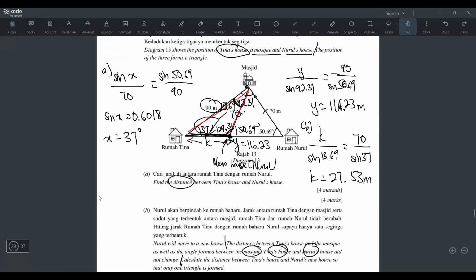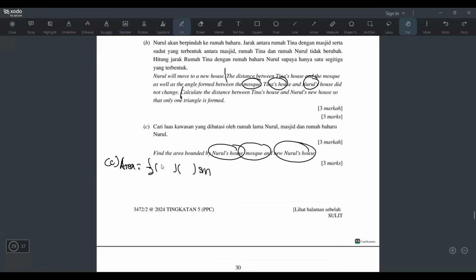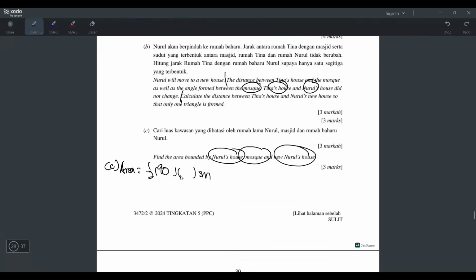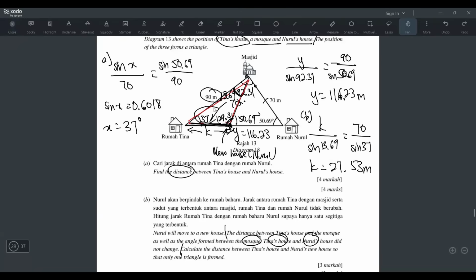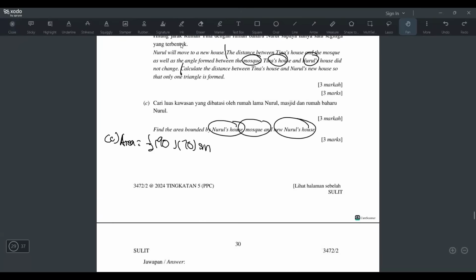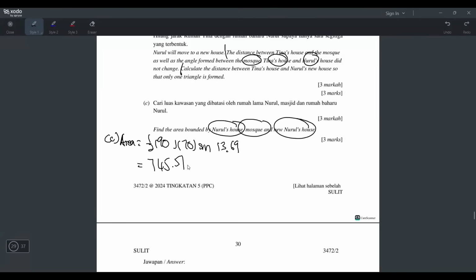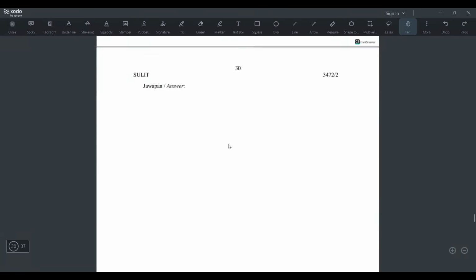Let's use 90 and 70. All right. And then for the included angle, it will be the angle in between 90 and 70, which is the 13.69. So I'll just write 13.69. And now I can press all this in my calculator and then I will get my answer. So 90 times 70 times sine 13.69 and then divide 2. Okay, my answer is 745.51. And it's in meter square because everything is in meter, right? Okay, sudah siap.